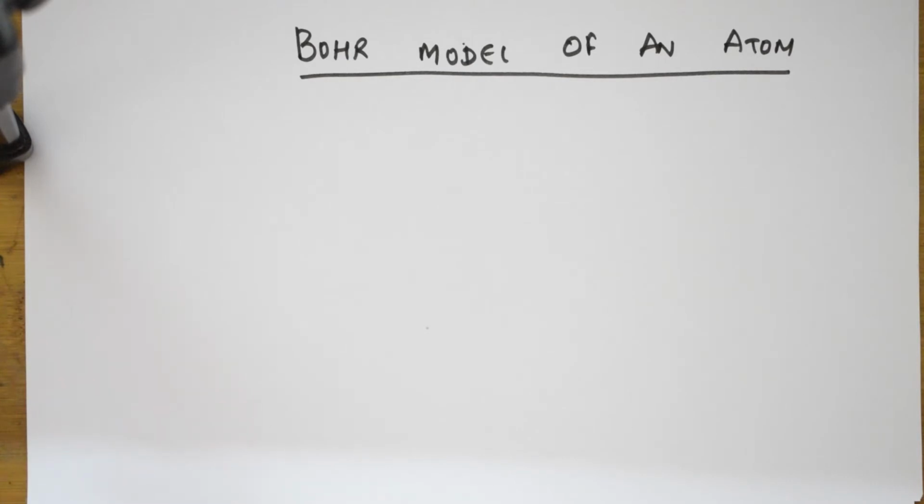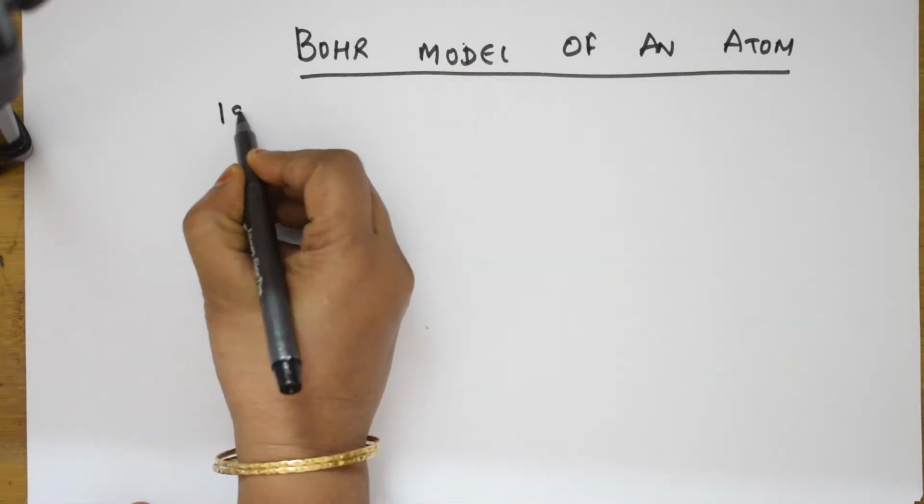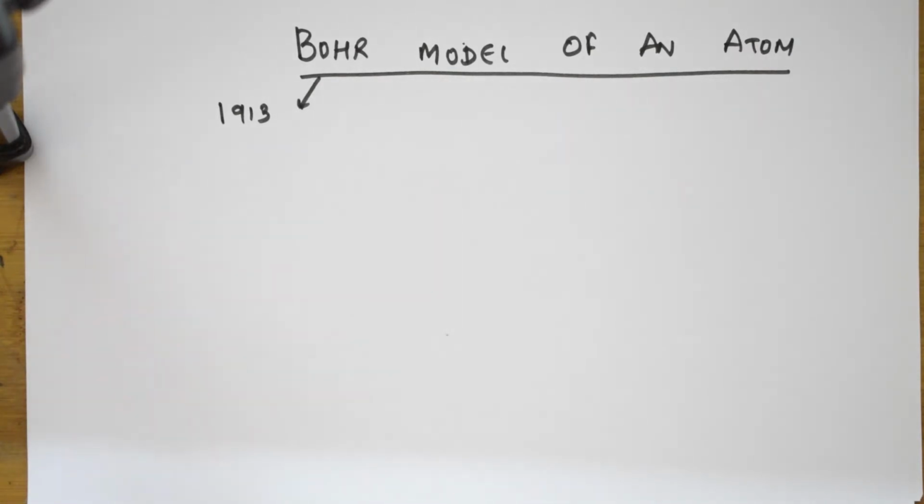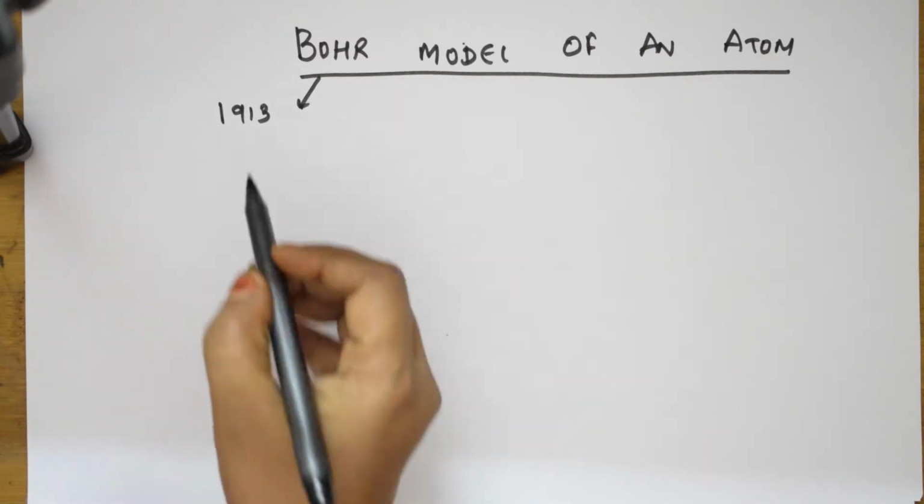After Rutherford's model, what did Rutherford give us? Rutherford stated that the atom had a nucleus, and he said electrons were present outside the nucleus. He could not say anything about the electron arrangement in an atom. So in 1913, Niels Bohr gave us a new model of an atom. He clearly explained the different orbits where the electron is moving. So let's see what actually Bohr said.